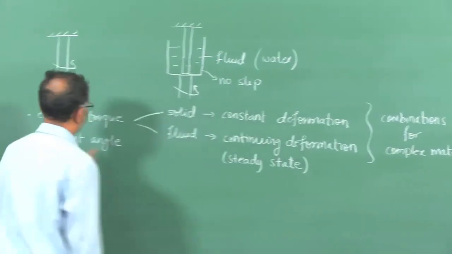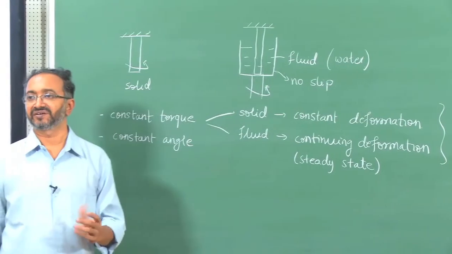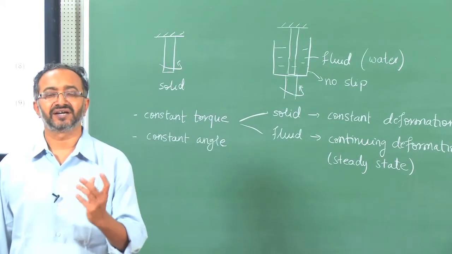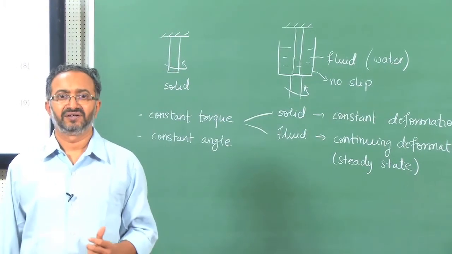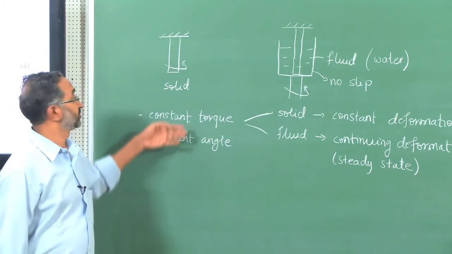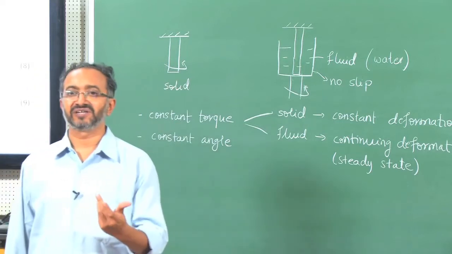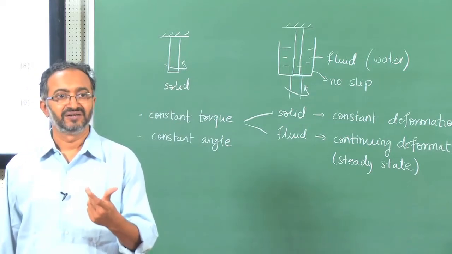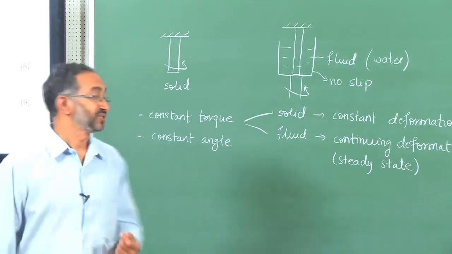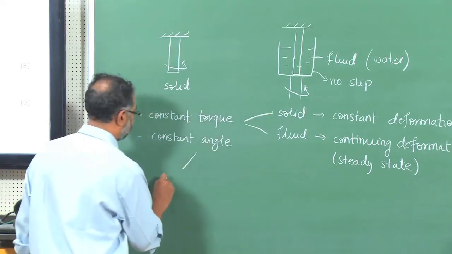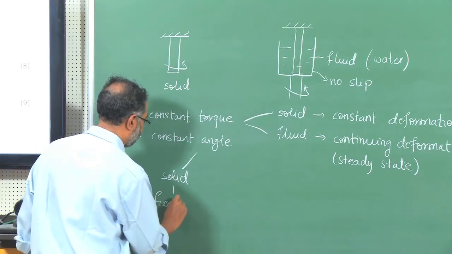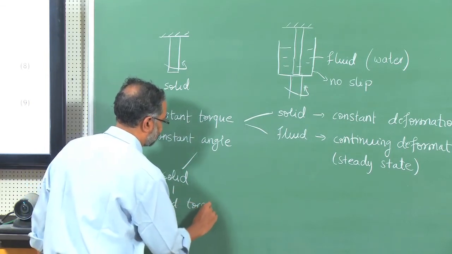Now the same thing we can do for constant angle also. What if I apply some amount of torque such that I achieve, let us say, a 2-degree twist? In that case what happens to the torque? In the solid case it will be a fixed amount of torque that I have to apply, and as long as I keep the twist maintained, I will have to continue to keep the torque. So in this case again for solid, we have a fixed torque that has to be applied.